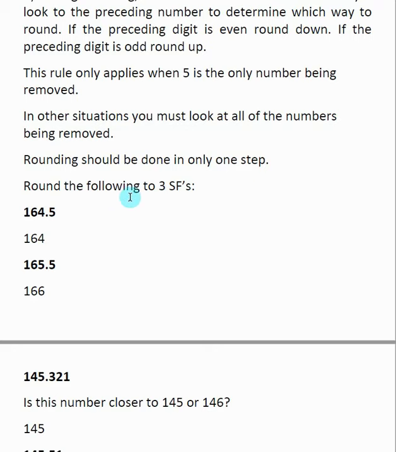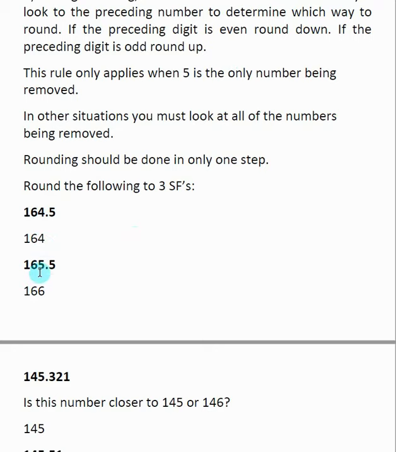What we're trying to do is round down to 3 sig figs. Here I have a number. It has 4 sig figs. I want to get it down to 3. So what I like to do is say, where do I need to get to in this number to get to my 3 sig figs? What I'm trying to get rid of is the 0.5. And this is where this rule applies. If I'm only trying to get rid of the 5, I look at the preceding digit. The preceding digit is even, so I round down. So if I want to put this number into 3 significant figures, that is 164.